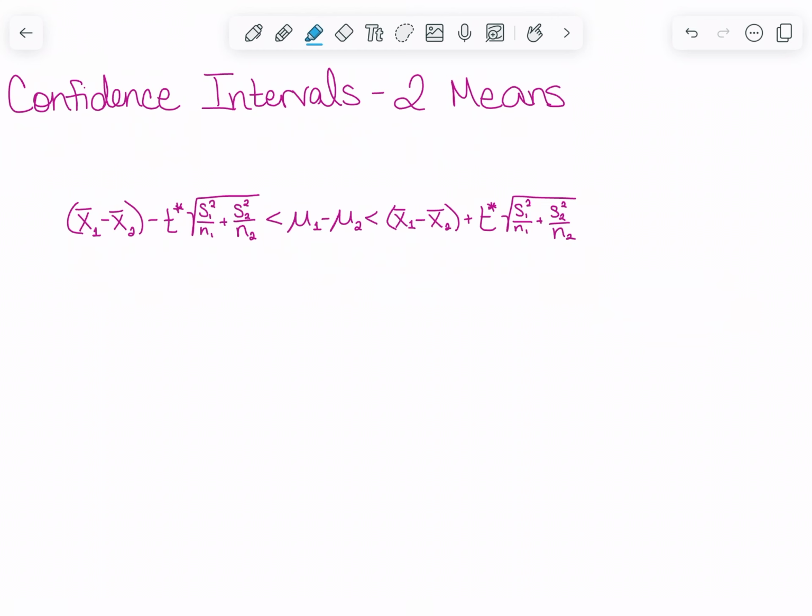For this one, this t star times this square root of s1 squared over n1 plus s2 squared over n2, this is my margin of error. And for this one, we will once again go back to the t distribution.